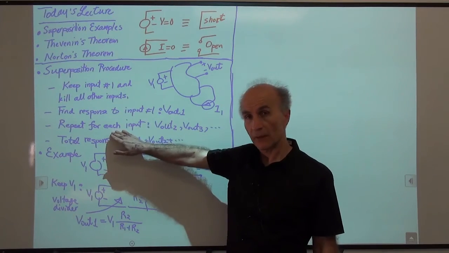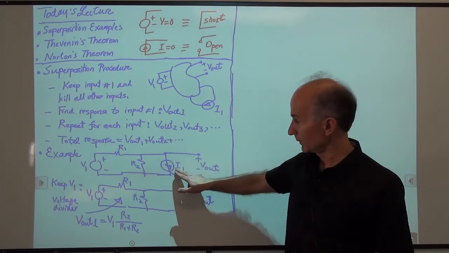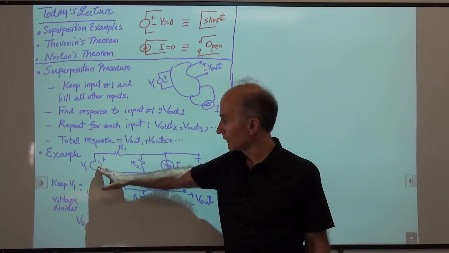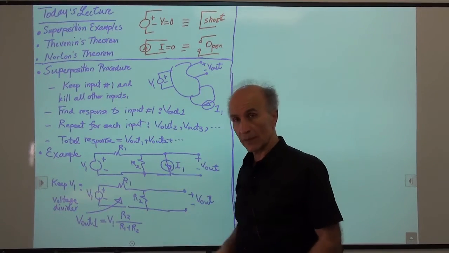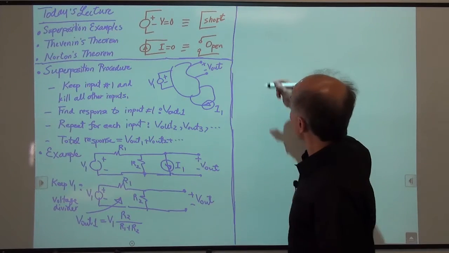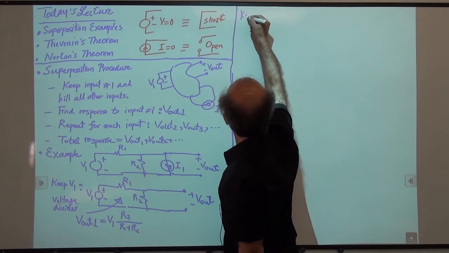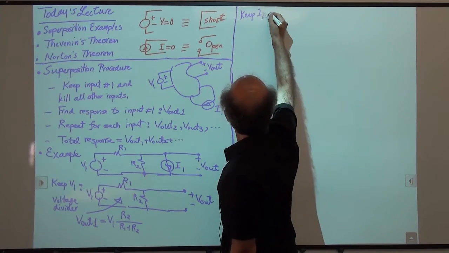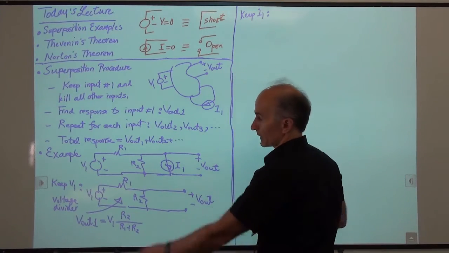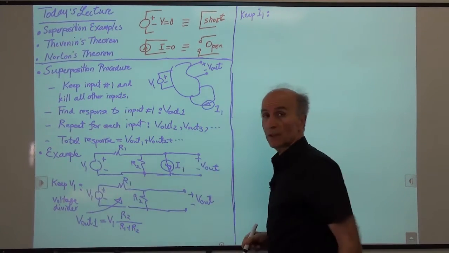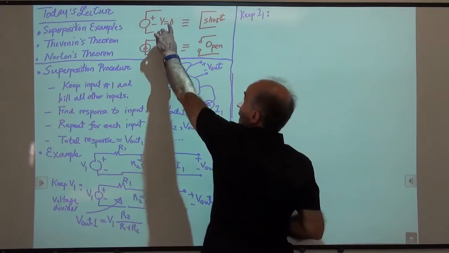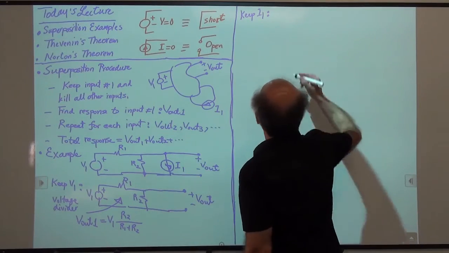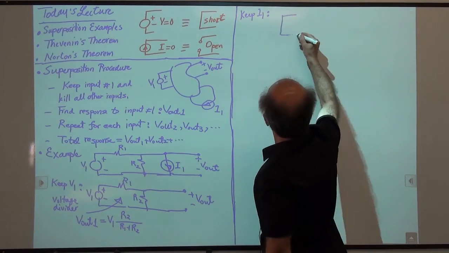Now we go to the other input, with this one more input, this input. We set the previous input to 0, we keep this alive to see what happens. Okay, so we keep I1. I have to set this to 0. How do I set the voltage source to 0? I replace it by a short circuit. So let's replace it by a short circuit, just like that.